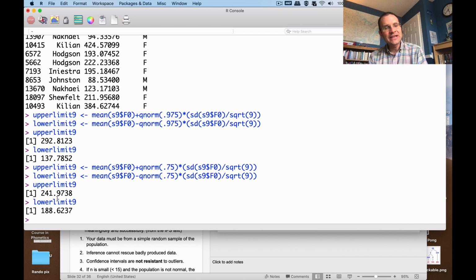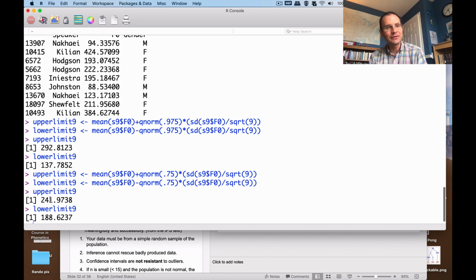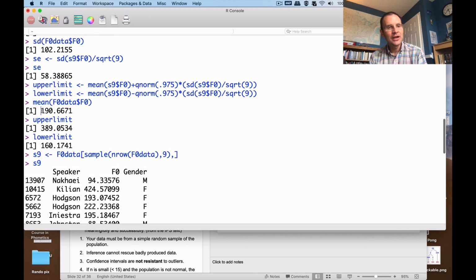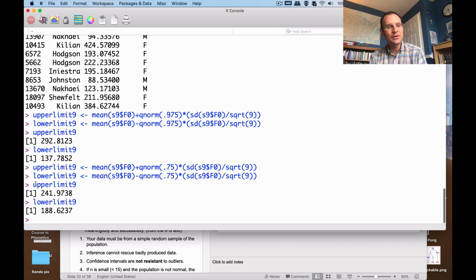So kind of lucky in this case that this confidence interval does include the population mean of 190, wherever it was. 190.67 is within this interval. This is from 188 to 241. So in that case, it happens to be accurate, but again, this is another way to make your interval a little bit more precise.